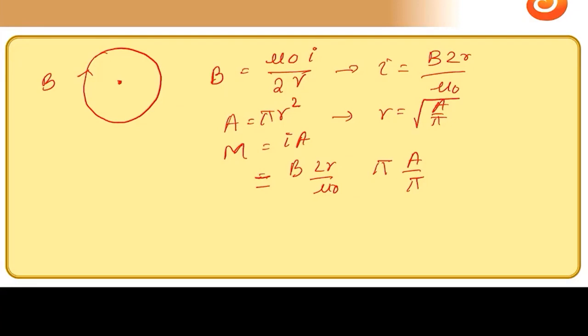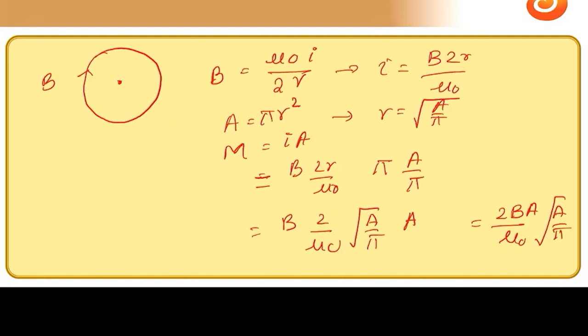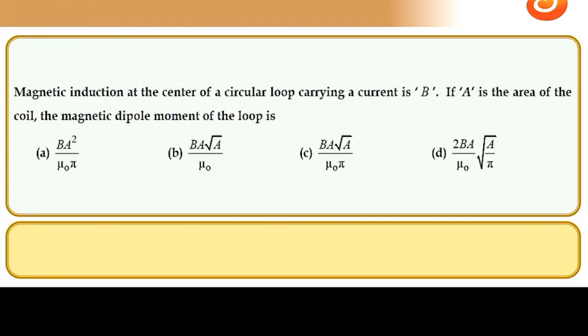I is B into 2r divided by mu naught, and M is I into A. I can write it in terms of A only. B into 2 by mu naught, r is root of A divided by pi, into A. So upon simplification we get 2BA divided by mu naught, root of A divided by pi. So the magnetic moment is 2BA divided by mu naught root of A divided by pi. So which is our correct option? Yes, D.